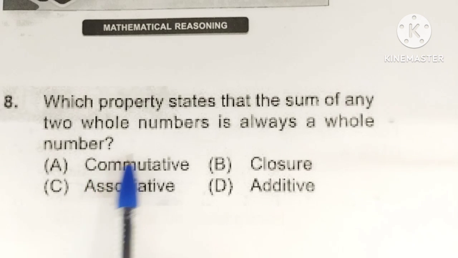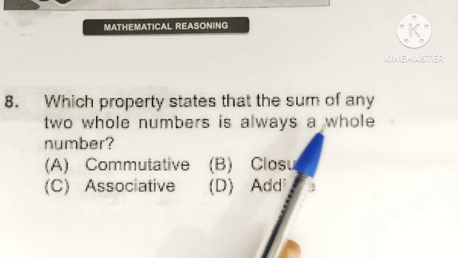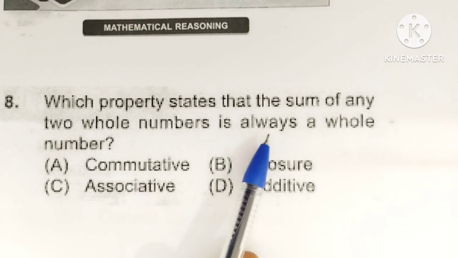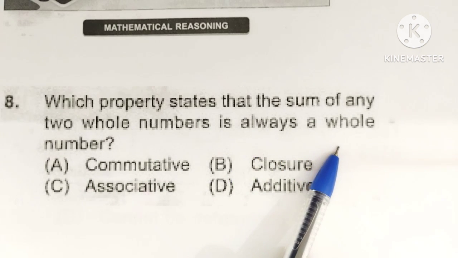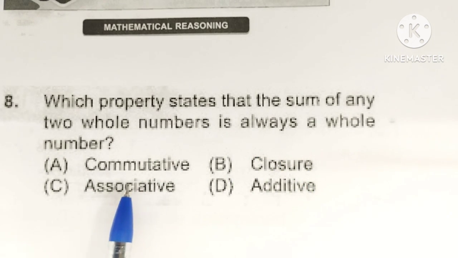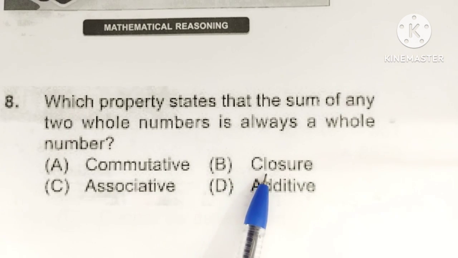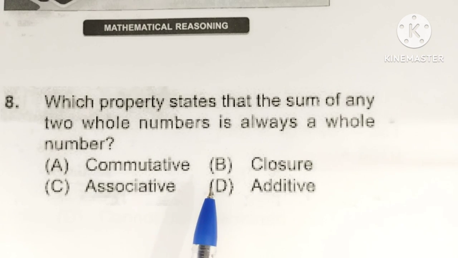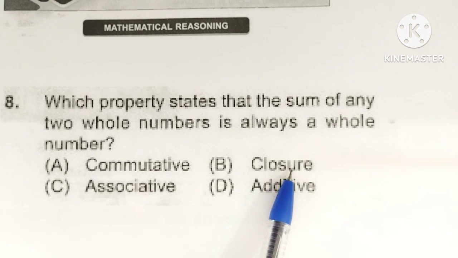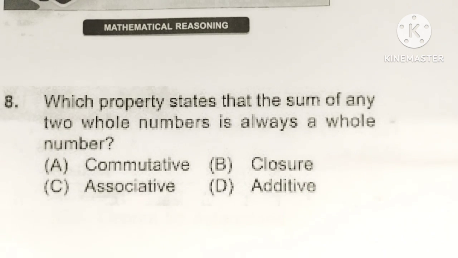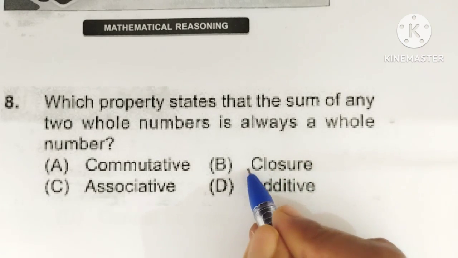Eighth one, which property states that the sum of any two whole numbers is always a whole number? A, commutative, B, closure, C, associative, D, additive. Here closure property only satisfies. A, B belongs to whole number, then A plus B belongs to a whole number. So B, closure property, is the correct option. The sum of two whole numbers will always be a whole number.